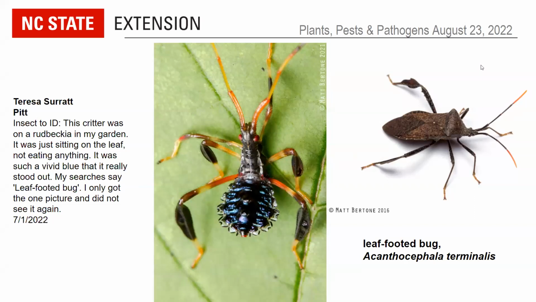They're fun to show kids because they're big and kind of slow, and they won't bite or harm anything. So that is a leaf-footed bug. So you were correct. Now there are other species of leaf-footed bugs out there. Some are a little bit more pestiferous than others, but these larger ones in the genus Acanthocephala are not something to be worried about.